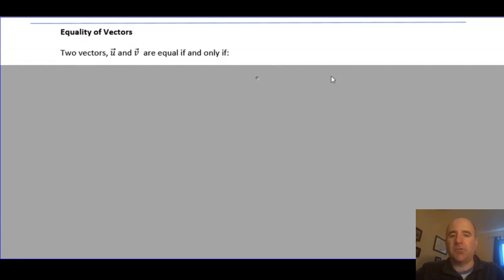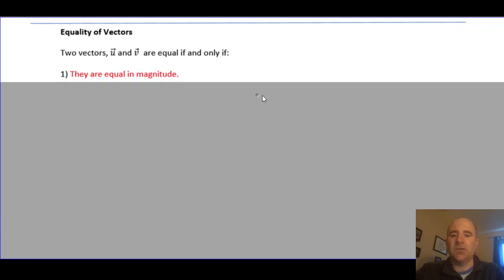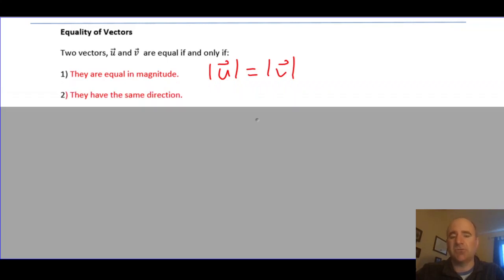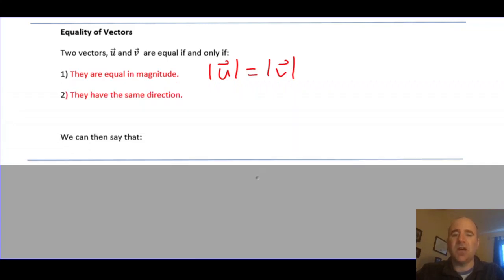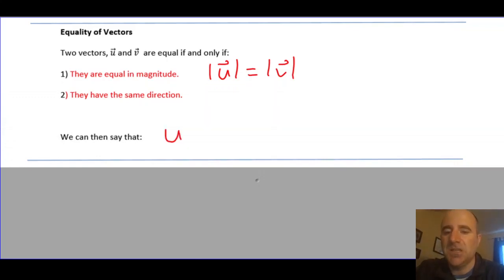Well, it's not a very surprising definition. Obviously, if u and v are equal, they should have equal magnitude. So basically, vector u's magnitude needs to equal vector v's magnitude. But just because vectors have the same magnitude doesn't mean they're the same vector, doesn't mean they're equal. They, of course, should have the same direction as well. And then once we do that, we can say that vector u is equal to vector v. Now, because we have u and v, the vector symbols here, it's implied that this equal sign means vector equality. We use the equal sign in math all the time, and we're allowed to use the equal sign when we talk about vectors.